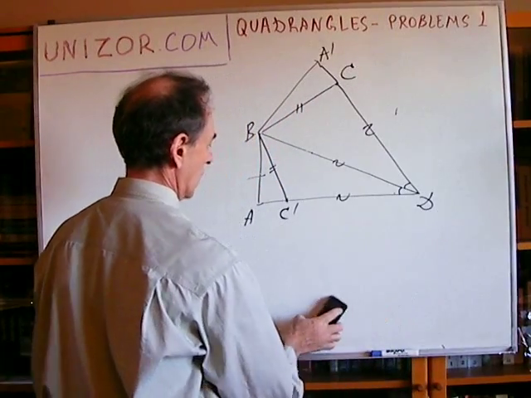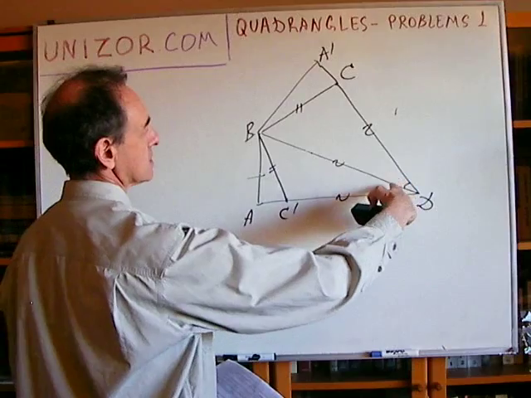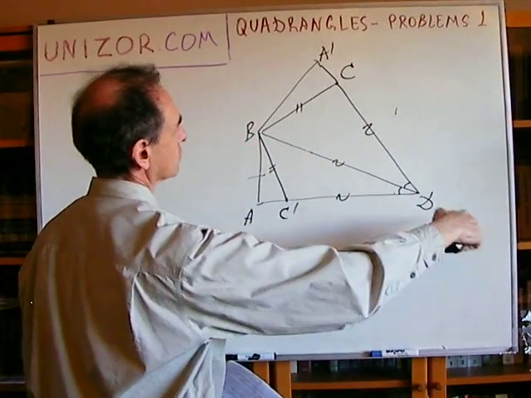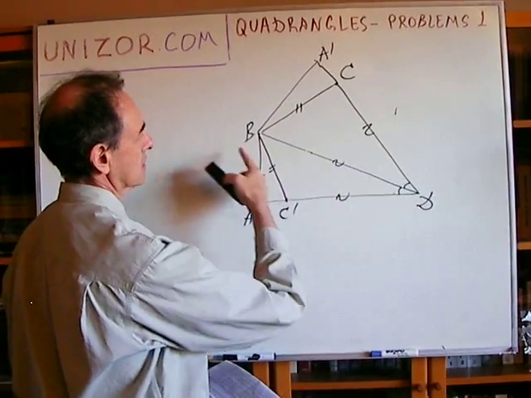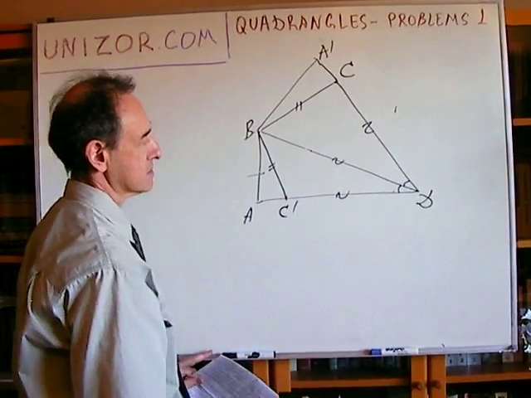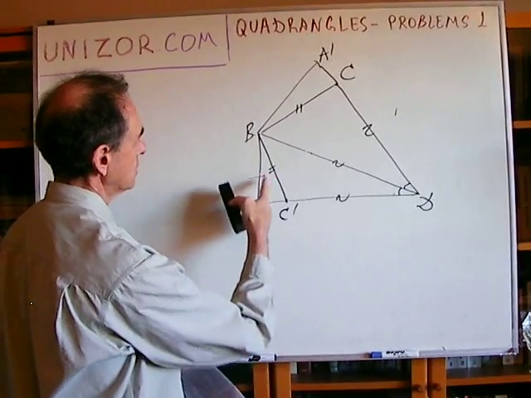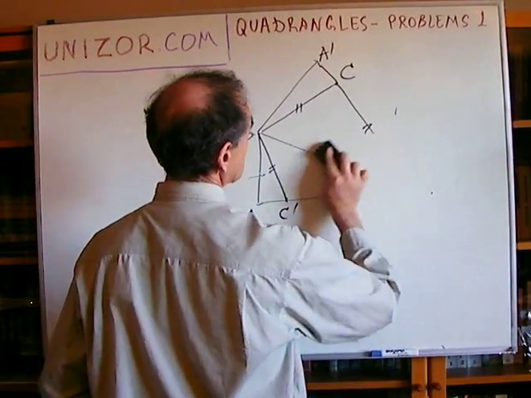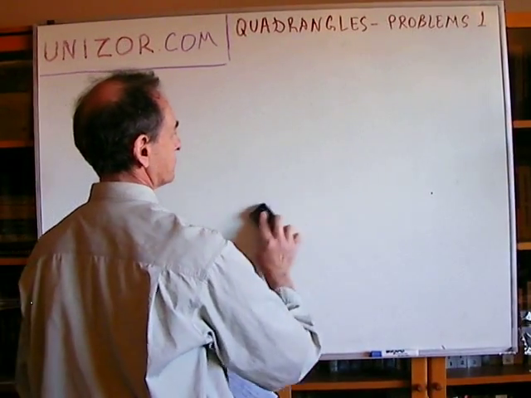So, again, to summarize what was important here: since this is a bisector, it's important to reflect the whole picture relative to this diagonal as an axis of symmetry, and then find that the triangle ABC prime is basically known by all three sides to us, and we can build it.